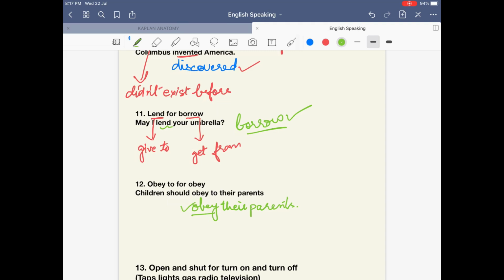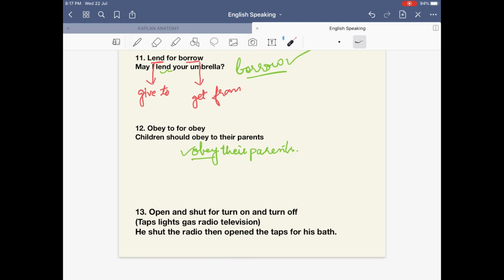The noun obedience is usually followed by to, not the verb obey. And here we have used obey as a verb. This is used as a verb only. So, to is not required here. "Children should obey their parents." This is the right one.